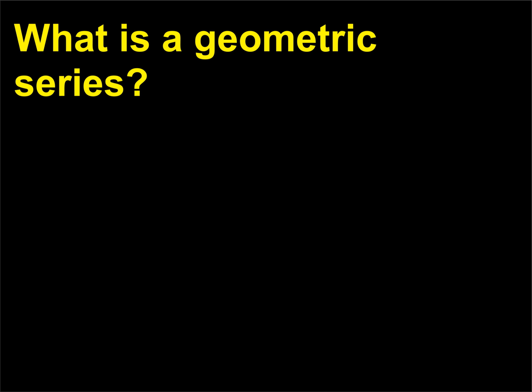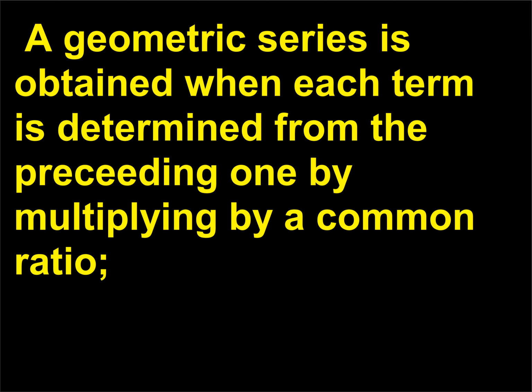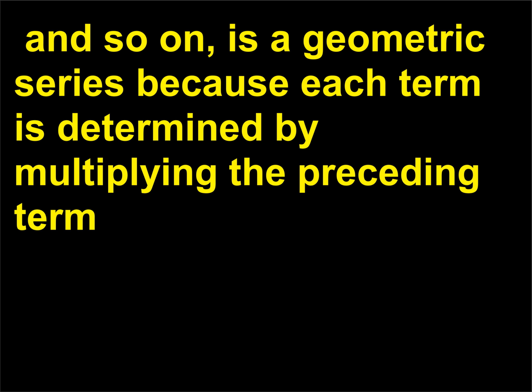What is a geometric series? If we add the numbers in a geometric sequence, we end up with a geometric series. A geometric series is obtained when each term is determined from the preceding one by multiplying by a common ratio. There is a constant ratio between terms. For example, 1 plus 1/2 plus 1/4 plus 1/8 plus, and so on, is a geometric series because each term is determined by multiplying the preceding term.